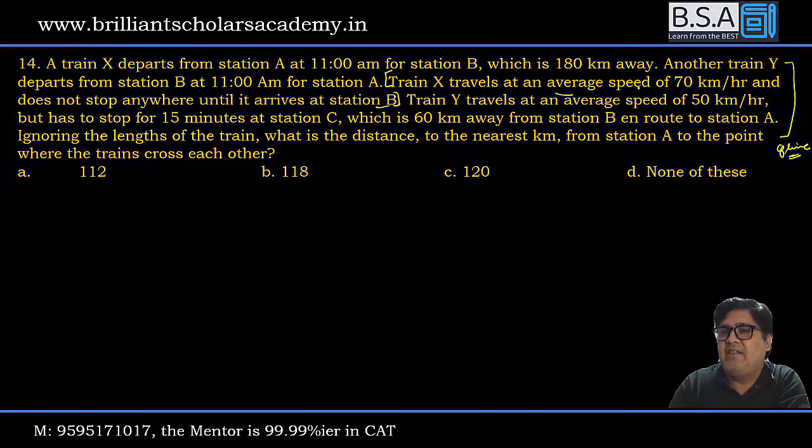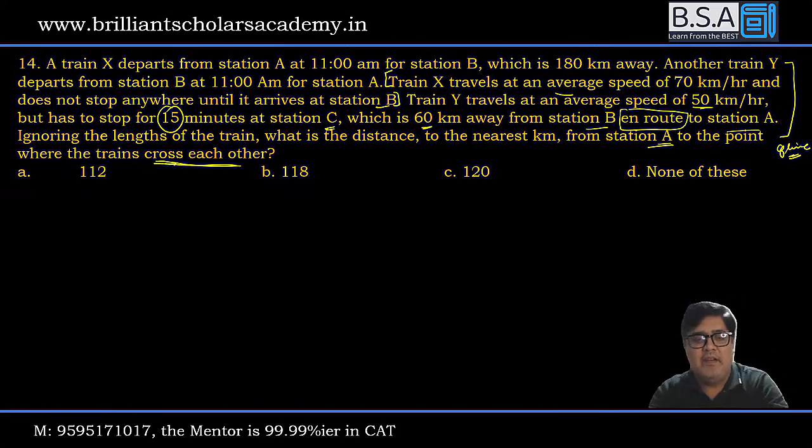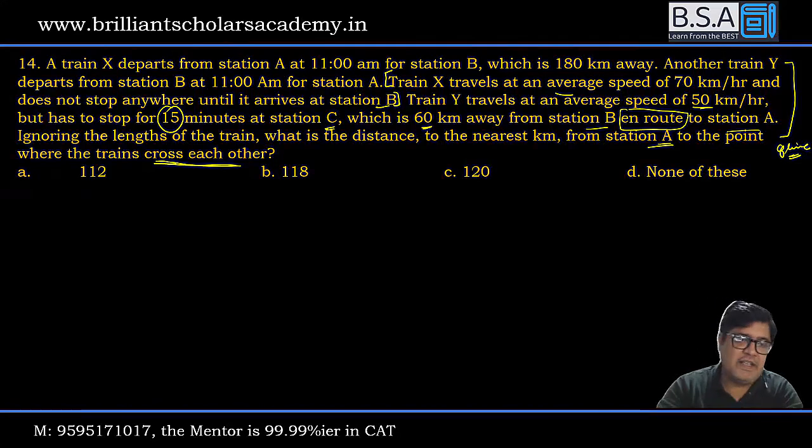Train Y travels at average speed of 50 kmph but has to stop for 15 minutes at station C, which is 60 kilometers away from station B en route. En route means on the same line, on the same route to station A. Ignoring the length of the train, what is the distance to the nearest kilometer from station A to the point where the trains cross each other? Where will these trains cross each other? Take 2 minutes, take 3 minutes.